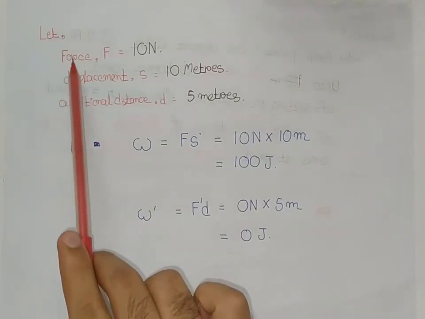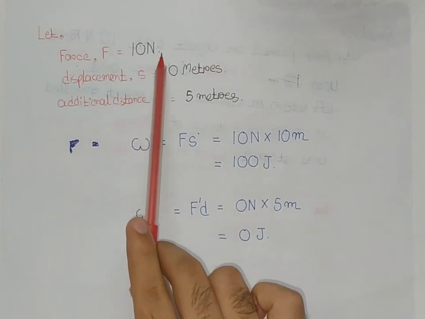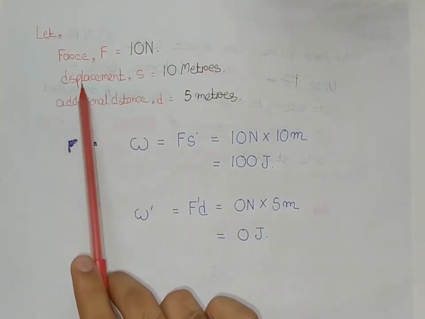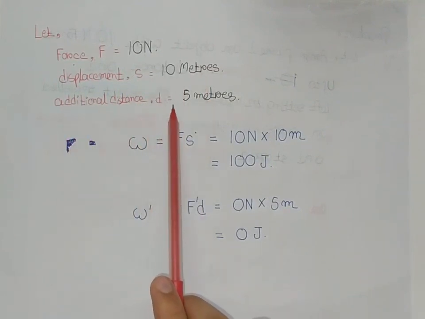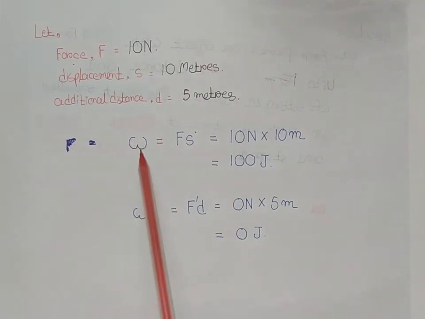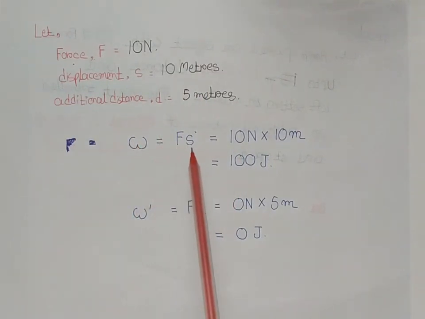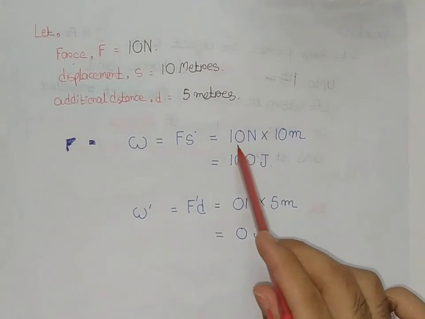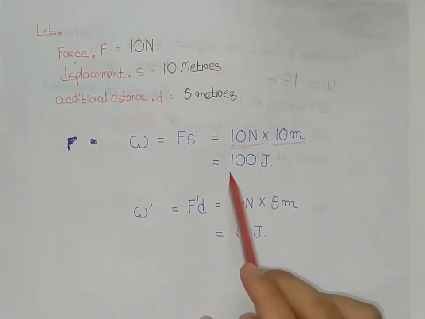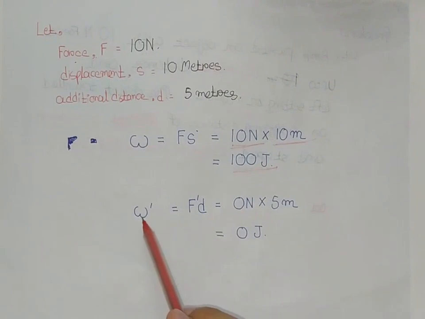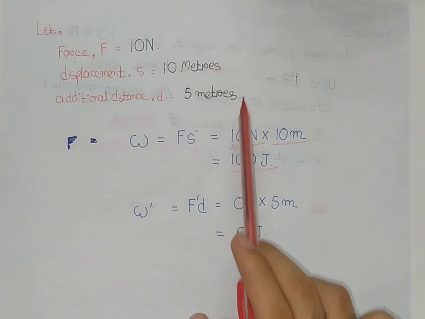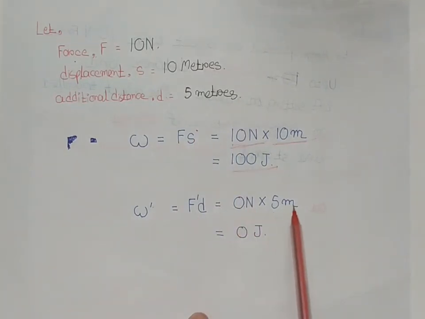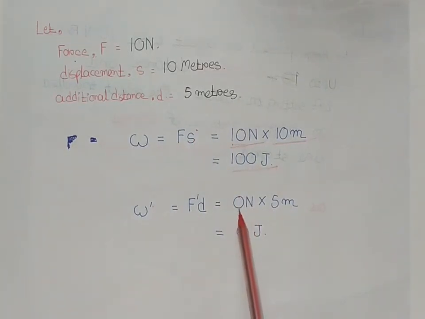Here we know force F equals 10 Newton. Applied force was 10 Newton while passing this displacement of 10 meters. And additional distance d equals 5 meters. So work done is force into displacement equals 10 Newton into 10 meter, 100 joule. And W prime, that means work done while traveling the additional distance 5 meters, equals 0 Newton into 5 meter, because there was no applied force. So work done is 0 joule.